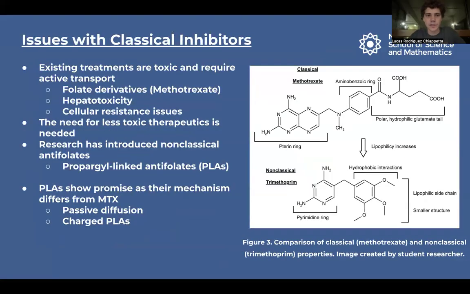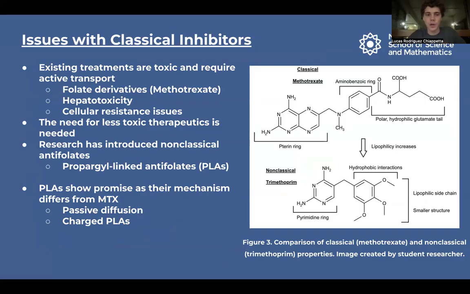Some existing treatments are toxic and require active transport. These are folate derivatives like methotrexate. Most of these are known as classical inhibitors, which have large amounts of hepatotoxicity, causing acute and chronic liver damage and cellular resistance issues. Due to this, the need for less toxic therapeutics is essential.